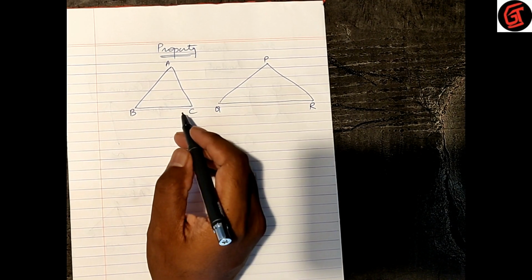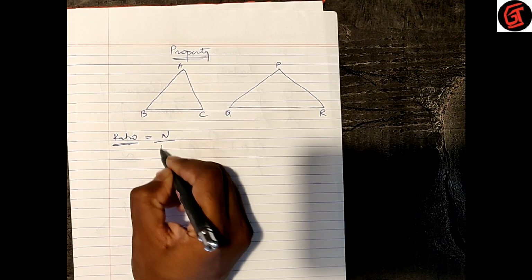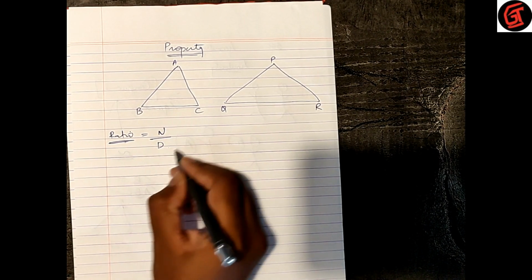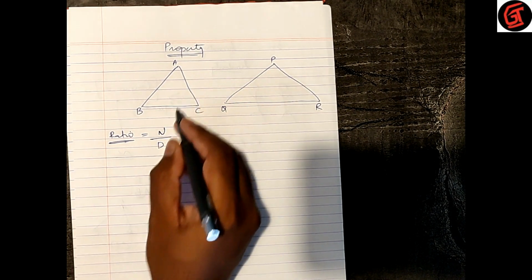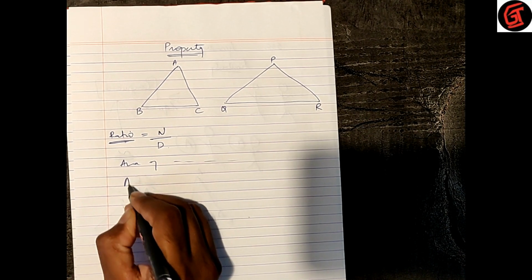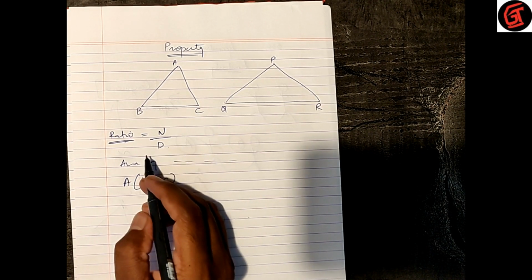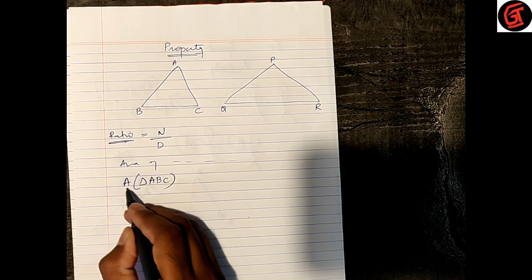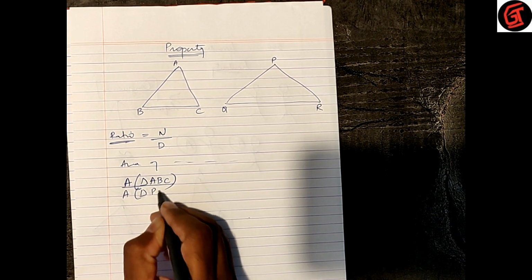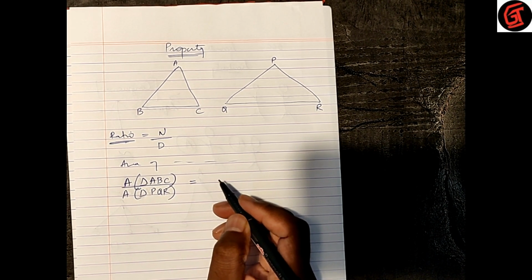The ratio of areas of two triangles. What is the meaning of the word ratio? Ratio means numerator upon denominator. So ratio of areas of these two triangles. Now we name the area of triangle ABC. We don't need to write area of triangle, we just need to write A in bracket triangle ABC, and we say ratio of areas of two triangles. So that means the ratio of this triangle upon the other triangle, area of triangle PQR, is equal to the ratio of the product.